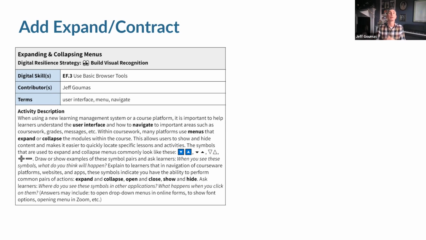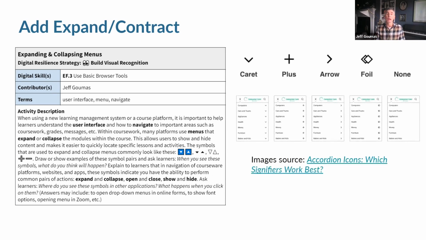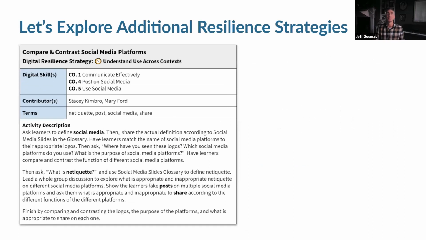You are expanding and contracting menus. And these are symbols that you see in various different applications. I actually found this really great article today. It was a study done by Nielsen on which of these opening icons is most effective or most recognized by people. So these are all different ways that you can open different menus.